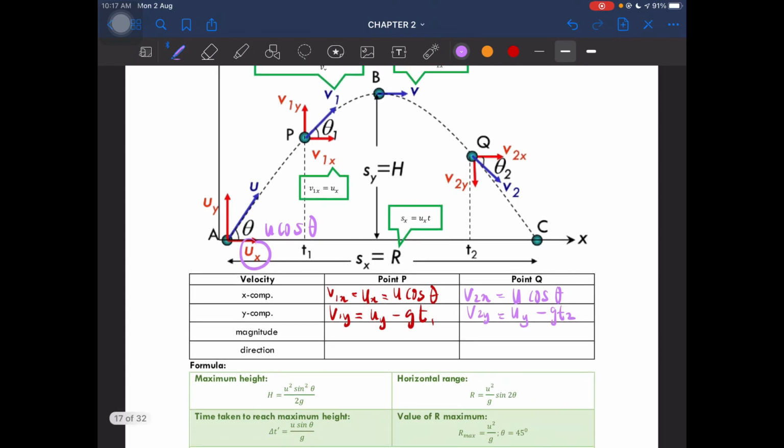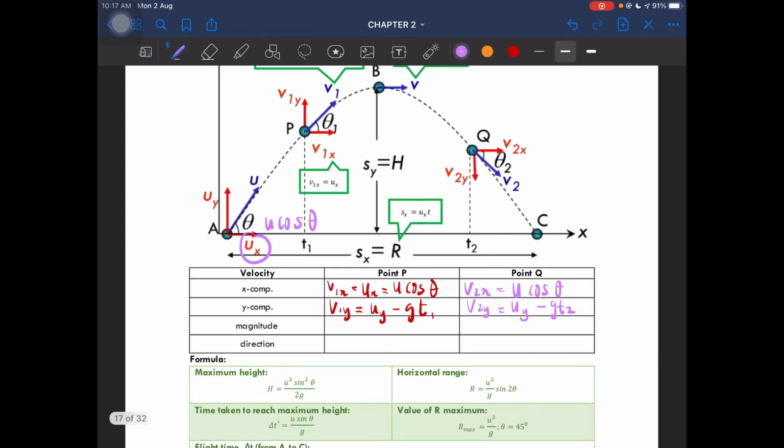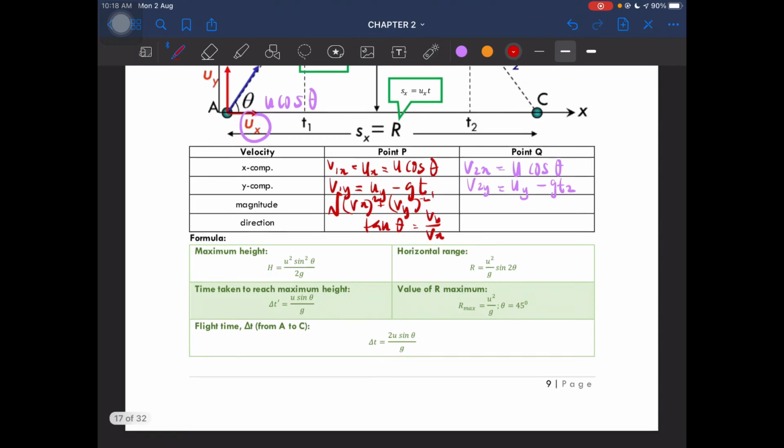And then for the magnitude, we can find it by using the formula vx squared plus vy squared, all under a square root, and then the direction can be calculated. Tangent theta is equal to vy over vx. The same goes for point Q.